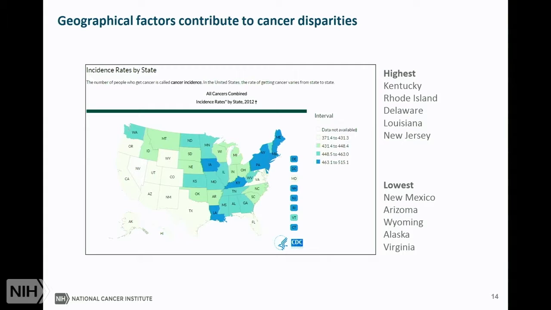What it shows, for all cancers combined, is that depending on where you live, the pale colors are a low incidence of cancer, whereas the more intense blue colors reflect a higher incidence. Just based on geography within the United States, there's a very large difference in the incidence rates of all cancers. There are many different factors that can contribute to this, but the point is that geography matters.